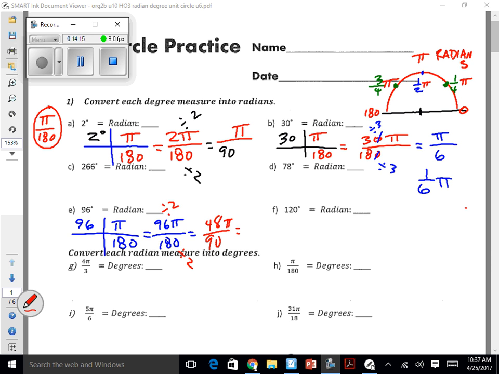Alright, this one here. I'm going to do 2 again, because they're both even. Half of 48 is 24. Half of 90 is 45. I know that 3 can go into those.